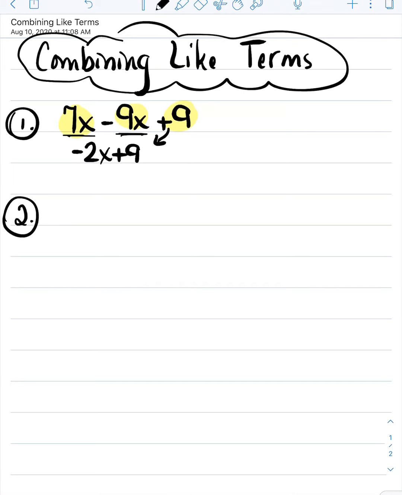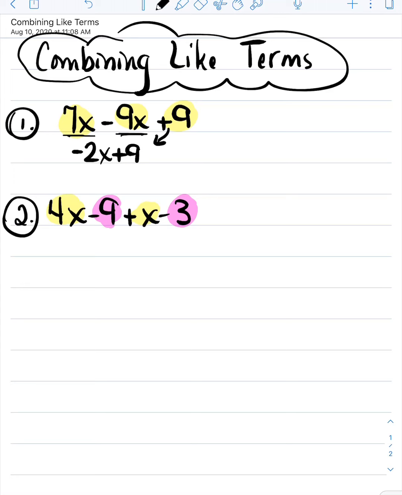Now let's try another one. So for our second one, we're going to simplify 4x minus 9 plus x minus 3. So I notice there are 4 terms, but I'm going to highlight the like terms. So I have 4x and x that are alike, and then I have 9 and 3. So let's combine our variables or our terms with letters.